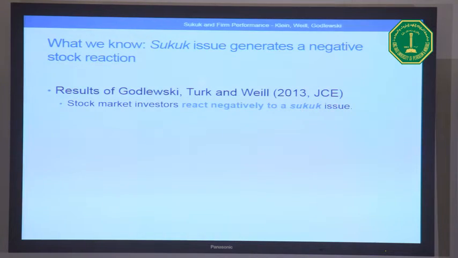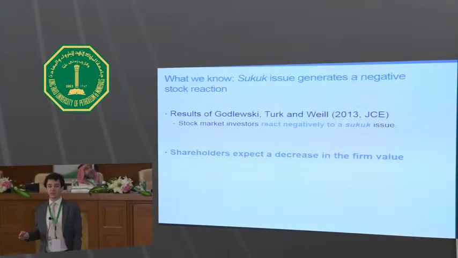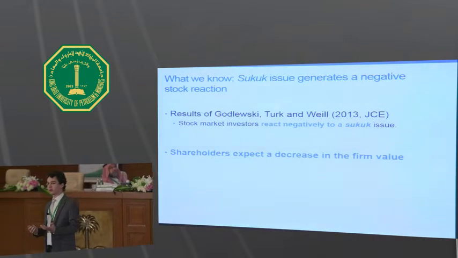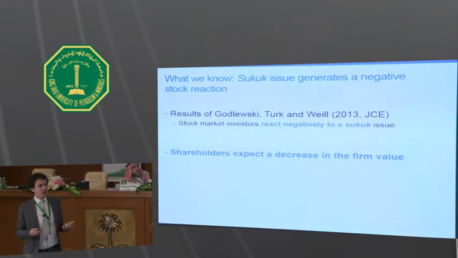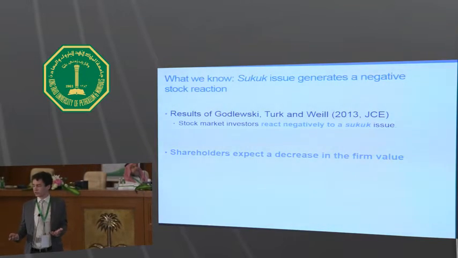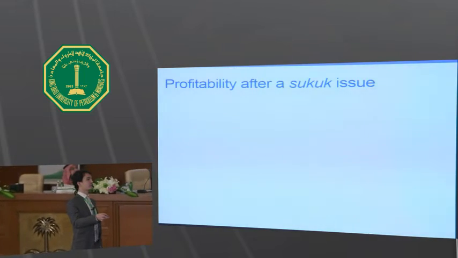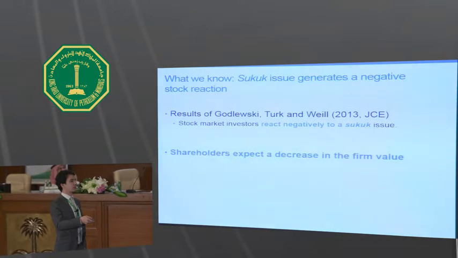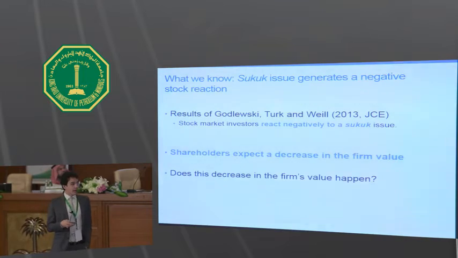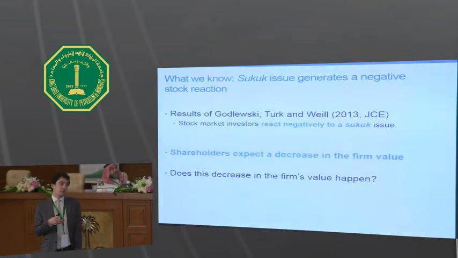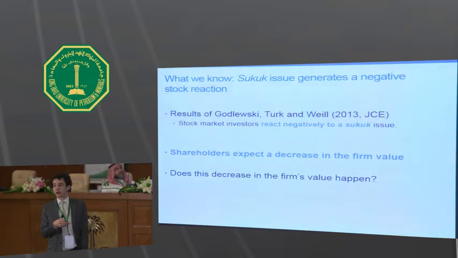And we know that stock market investors react negatively to a sukuk issue. What we do not know is why. And we know that they expect a decrease in firm value. That is new information coming into the market. So something is happening, but nobody really knows why they would react differently if it's just a bond. So maybe it's not just a bond. Okay. So does a decrease in the firm value happen? And can this decrease explain the first reaction of shareholders?